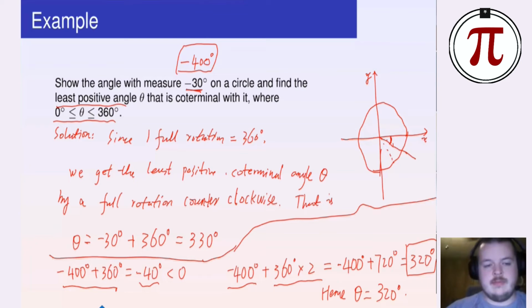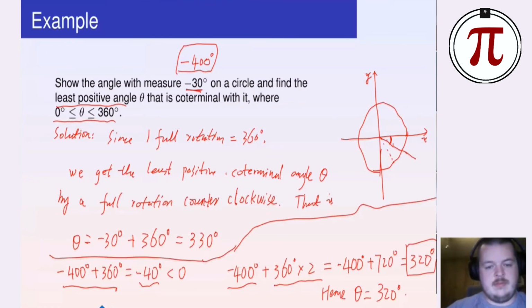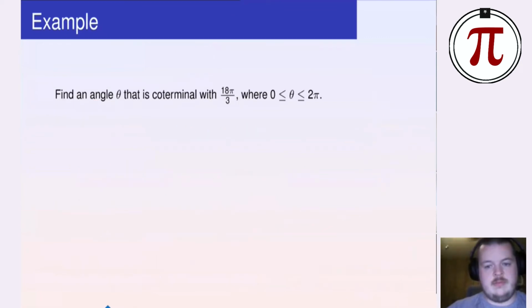Now let's consider this one. The previous two examples were always measured in degrees. Now let's do an example that is measured in radians. Nick, can you read for us, please? Find an angle theta that is coterminal with 18 pi over 3, where 0 is less than or equal to theta, which is less than or equal to 2 pi. Very good. Thank you, Nick. Let's do this one together.